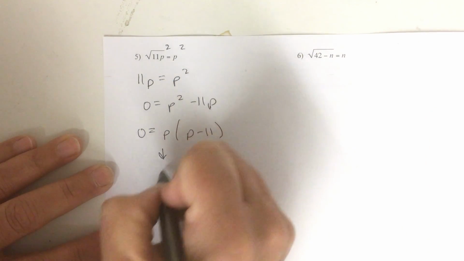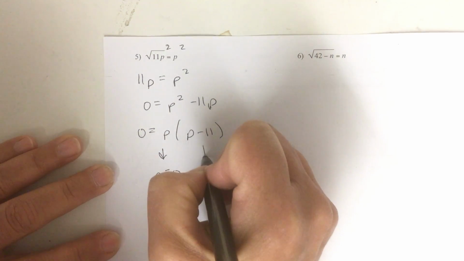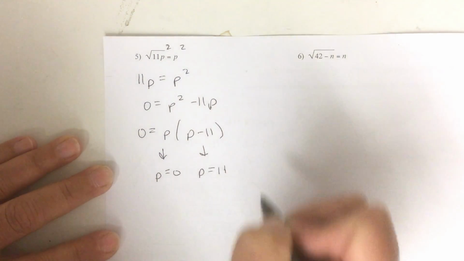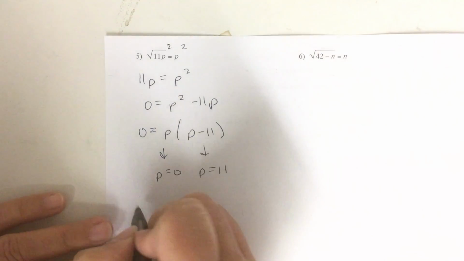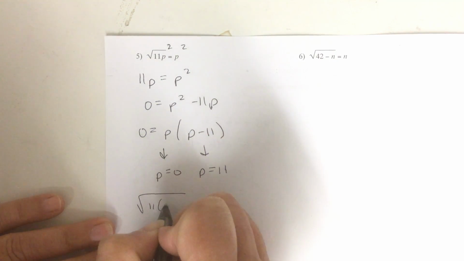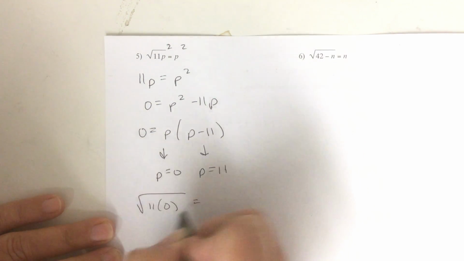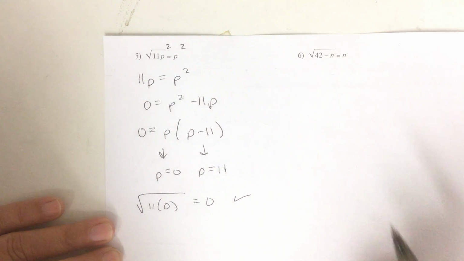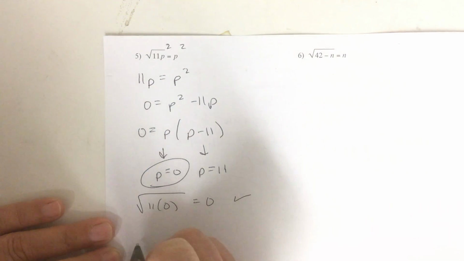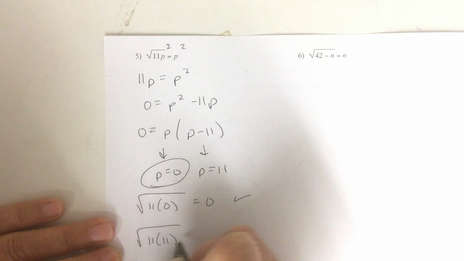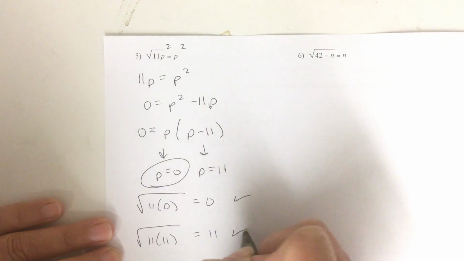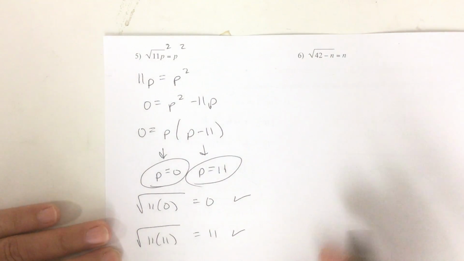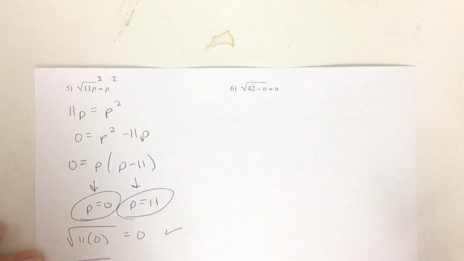When you set those equal to 0, you're going to get p equals 0, and you're going to get p equals 11. So I can tell they're both going to work. If I plug it in, 11 times 0 is going to give you 0. The square root of 0 is 0, so that works. And then the square root of 11 times 11 is going to equal 11. That's going to work. So those both work. So those are a little bit quicker.